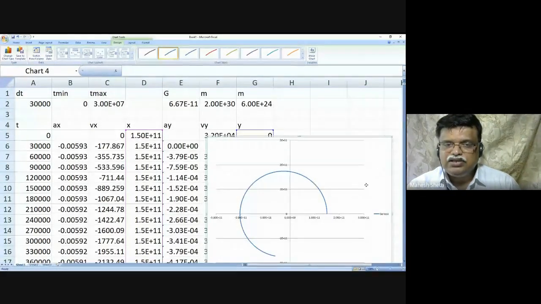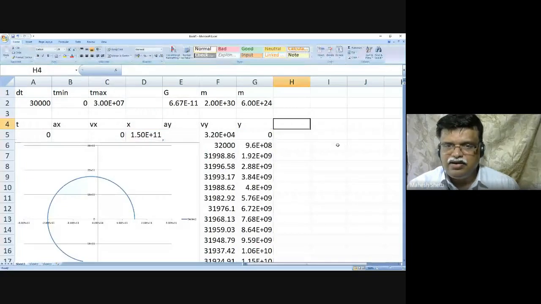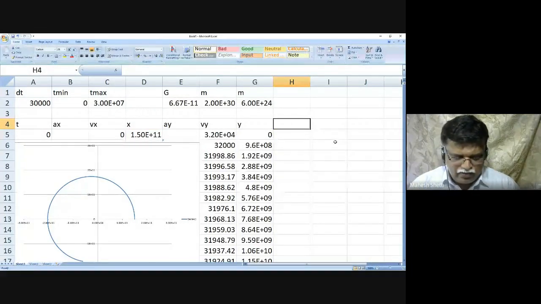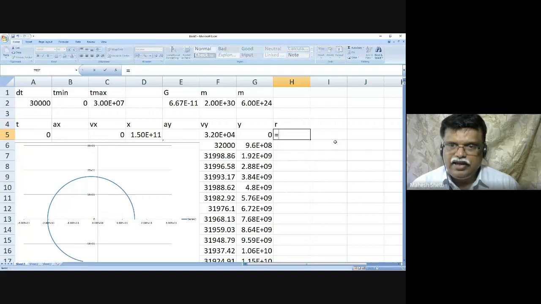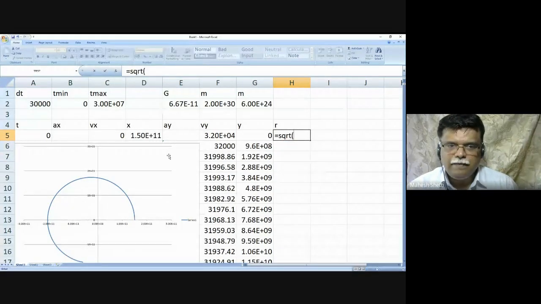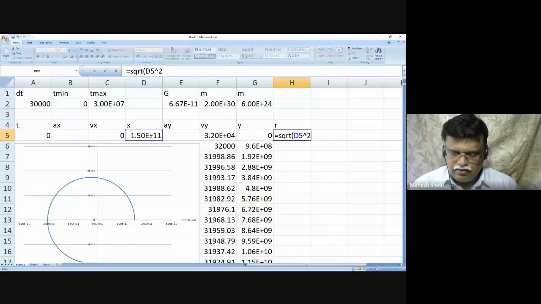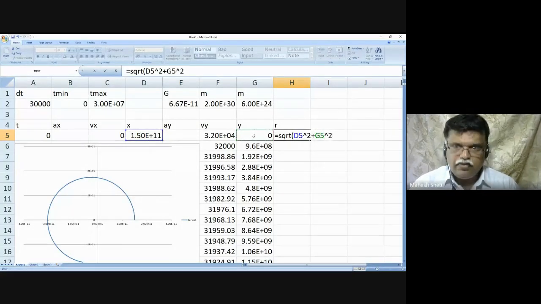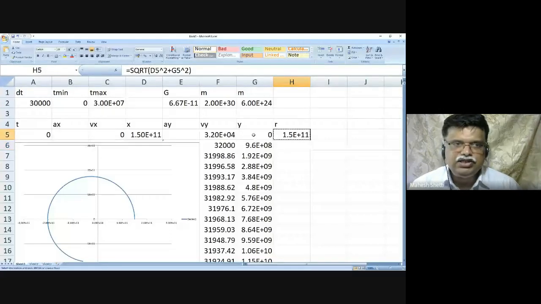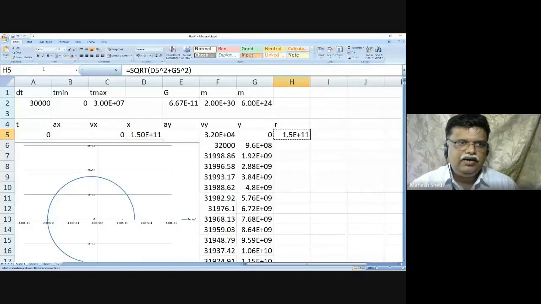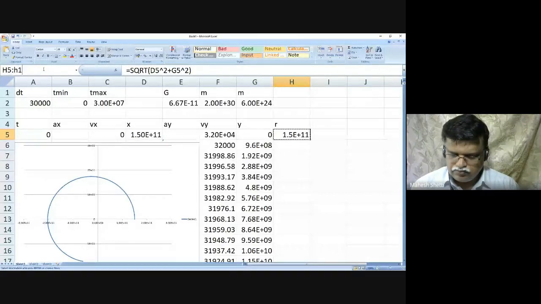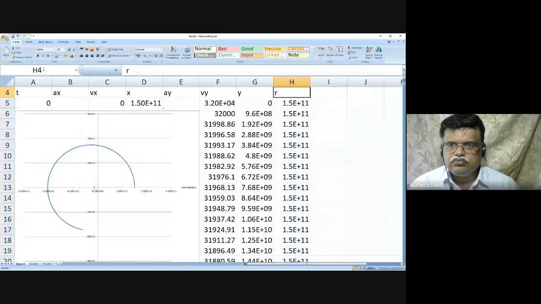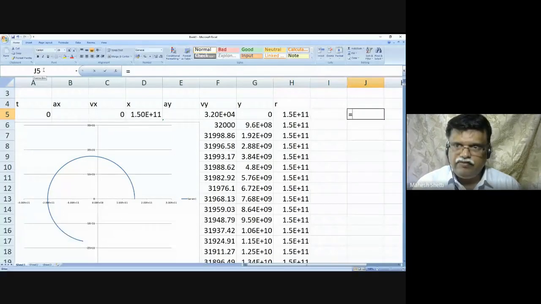And how do you do that? You may add one more column here to calculate the R value. R is going to be what? X square plus Y square, or the square root of that. So square root of X square plus Y square. And I can do this calculation till the end. I can find out what the maximum value is.